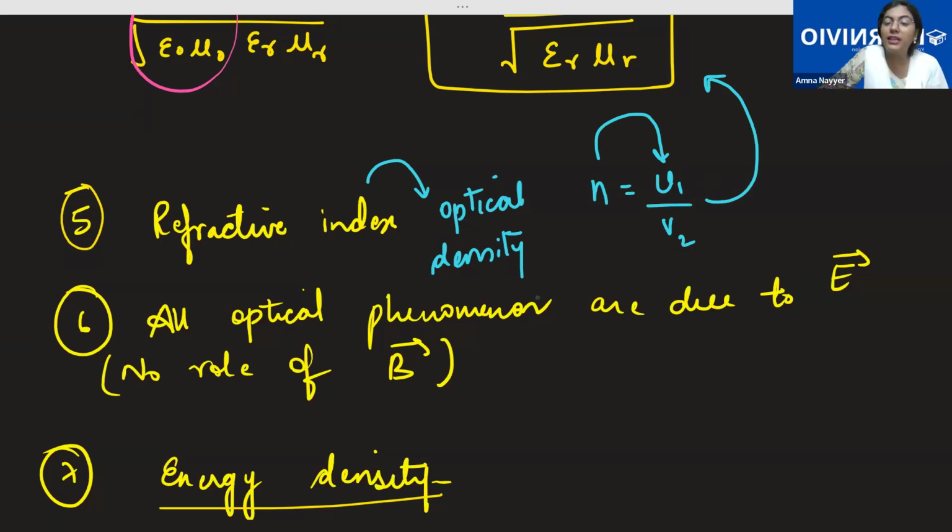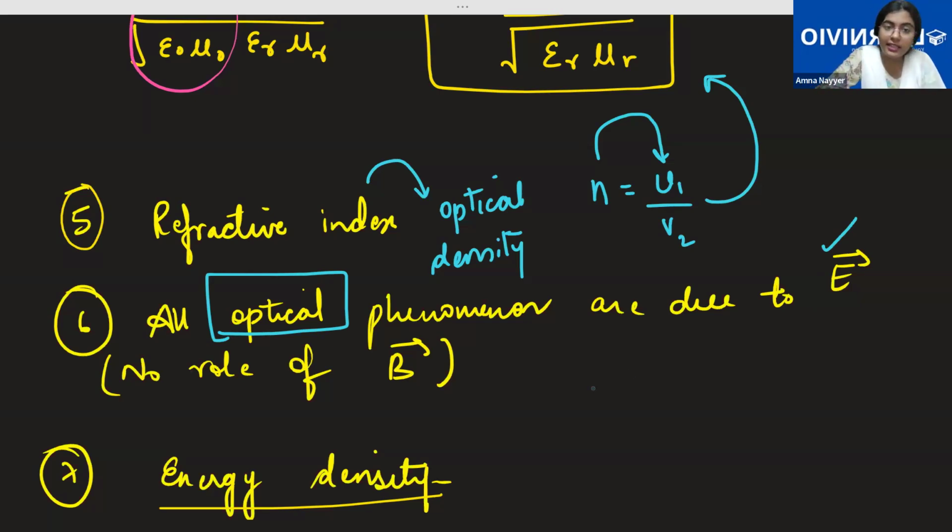Other is that all the optical phenomena, meaning all these ray optics phenomena, reflection of light, refraction of light, absorption of light, and transmission of light and all these things, they are due to the electric field component. From the electromagnetic field, the component of electric field will be responsible for this ray optics part. Magnetic field won't have any contribution in this.